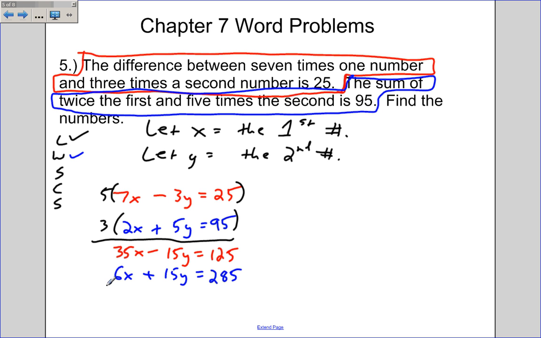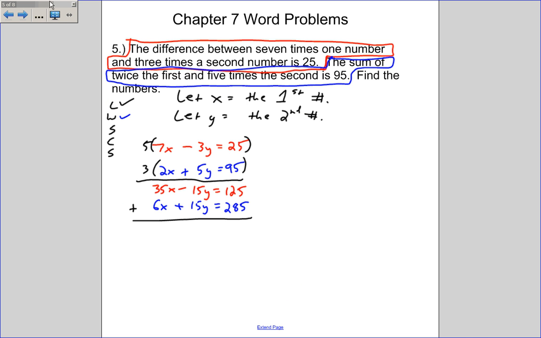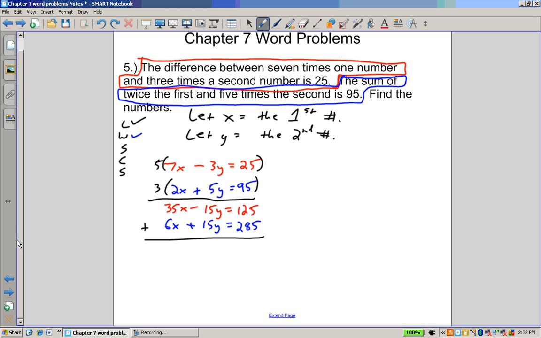Okay, and now we're just going to add these up. Let's see, 35 plus 6 is going to be 41. 15 plus negative 15 is going to be 0. Equals 410. All right, divide by 41, and x equals 10. Now we need to plug it back in and try to find out what the other one is. So I don't think there's any huge difference between the two. I'll probably just pick the red.